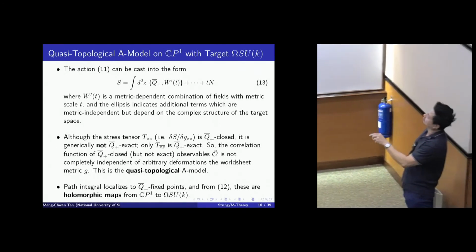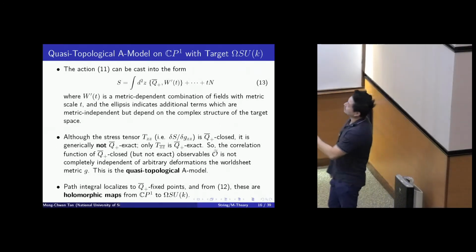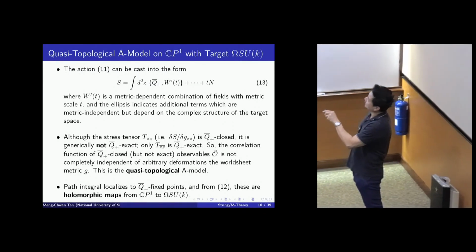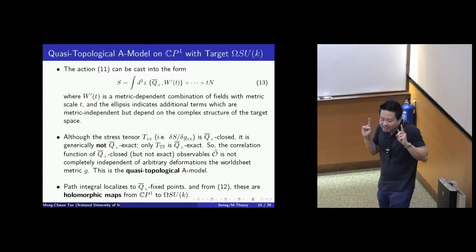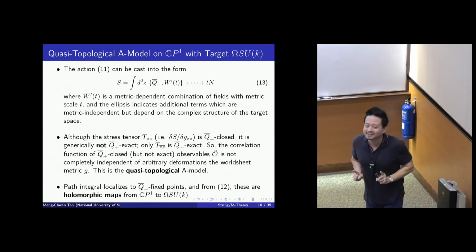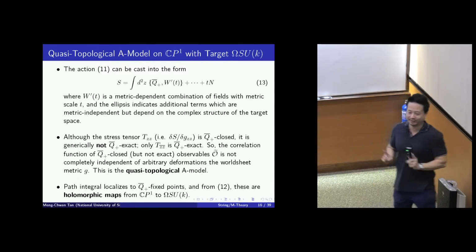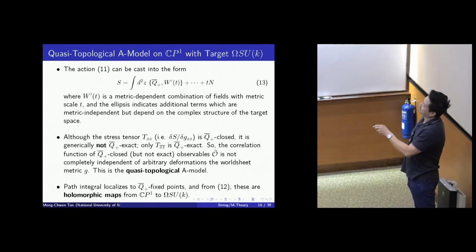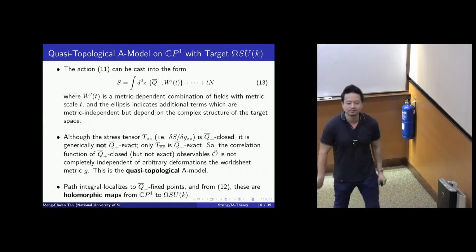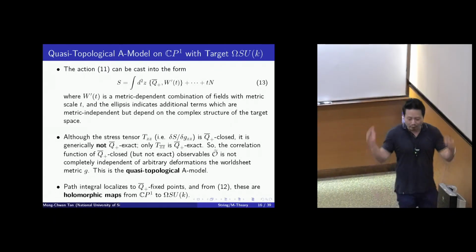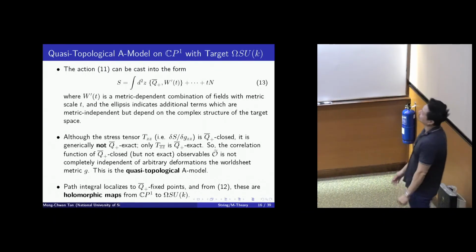If you compute the stress tensor the usual way, del S by del G, you will realize that the holomorphic stress tensor is Q plus closed, but generically not Q plus exact. That's the difference. The anti-holomorphic stress tensor is Q plus closed and is always Q plus exact. You can always put it in a Q plus exact form.